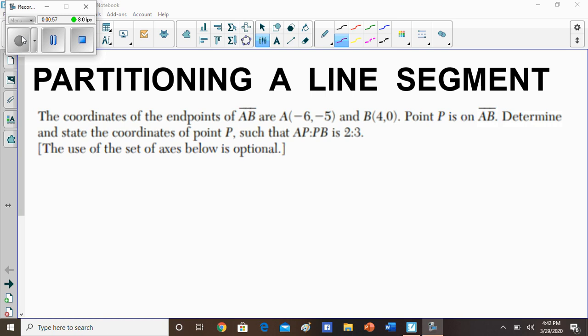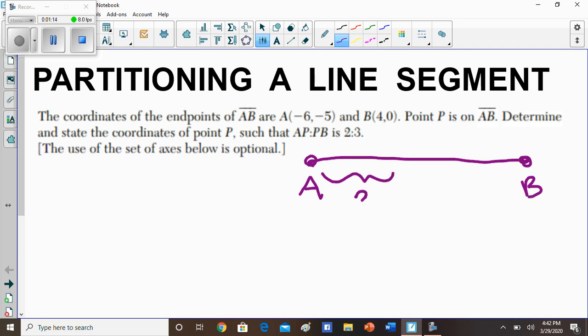So what we're trying to do here is take this line, AB, and we want to find point P that breaks up the line in a ratio of 2 to 3, so that the first part represents 2 parts and the second part represents 3 parts of the line. So P should be somewhere around there.